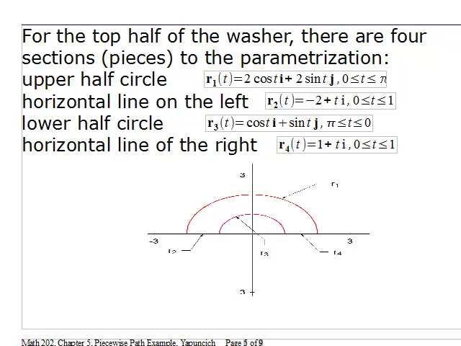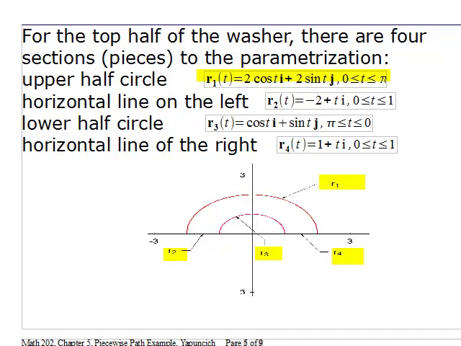So here is the top half of the washer. The outer radius is 2, the inner radius of the washer is 1. So what we do is we break this up into 4 parameterizations: r1, r2 is down here, r3, and r4. For r1, it's just 2 cosine t, 2 sine t, and let t go between 0 and pi, and that will trace out this outer curve on the outside of the washer.